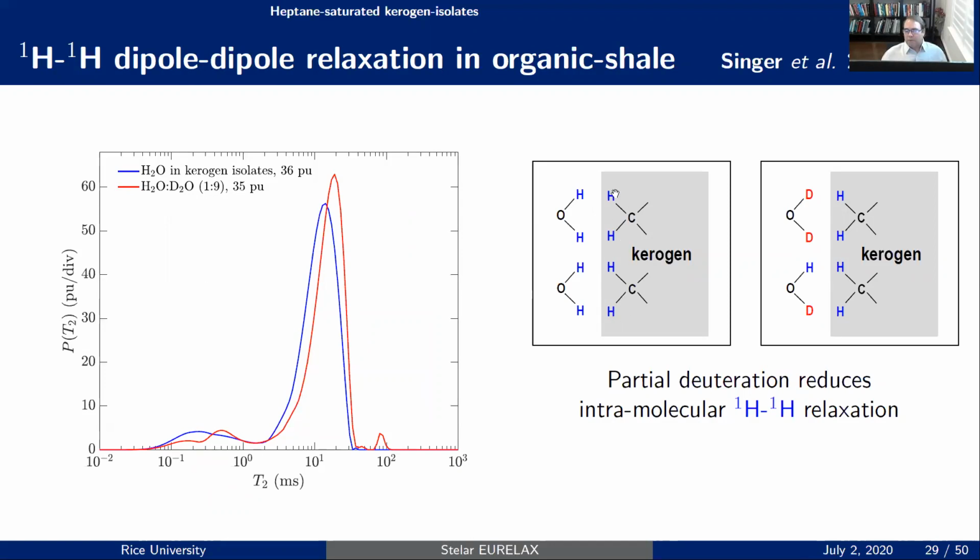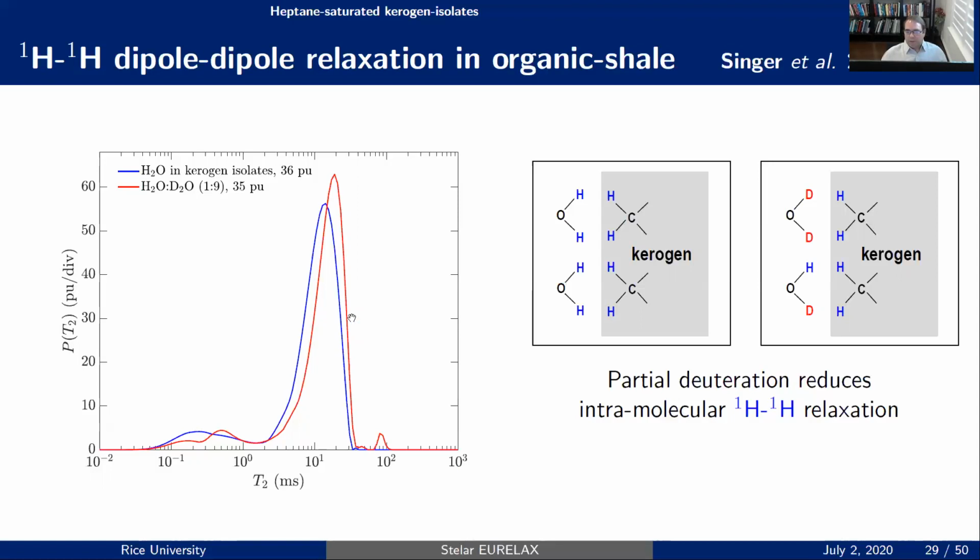So we have the hydrogens on the wall of the kerogen, and we have the water here on the surface, shown here in blue. This is the T2 distribution. What we did was put in 90% D2O and 10% H2O, 10% just to have enough signal. What that does is it dramatically reduces the intramolecular interaction, since between H and D the interaction is very small, because of course deuterium has a much lower gyromagnetic ratio. It also reduces the hydrogen interaction with the other water molecules, the intermolecular. And what that does is it shifts the T2, so it reduces the T2 relaxation.